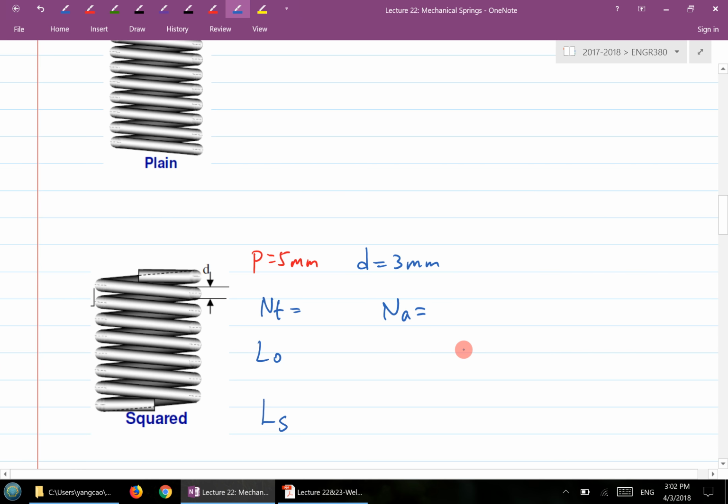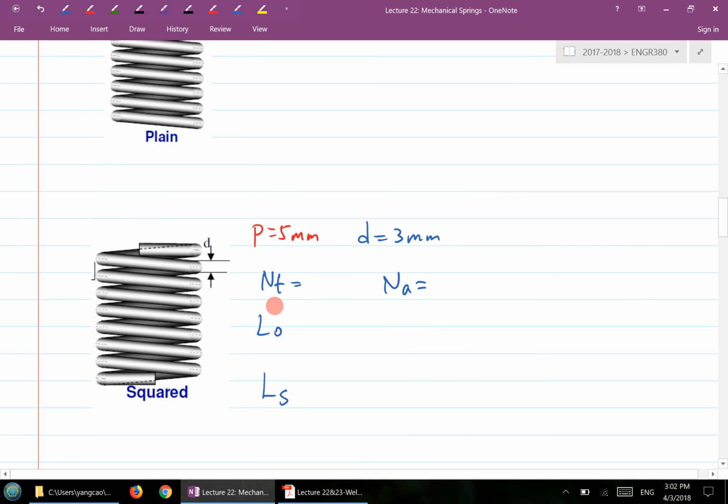Try to count it. This one kind of tells you already. This is a square, right? And this is the key word here. It's squared. That'll tell you how to calculate NA in the next step. But first, how many coils are in this spring?